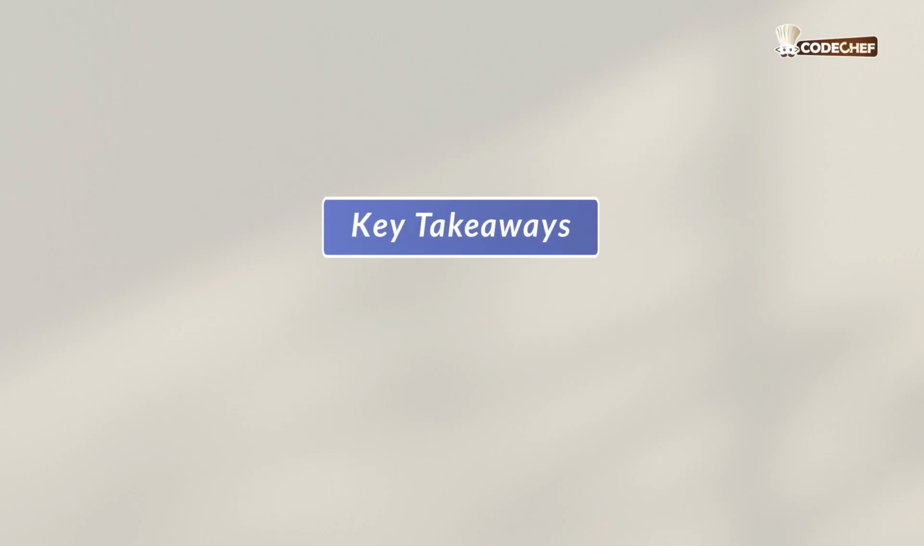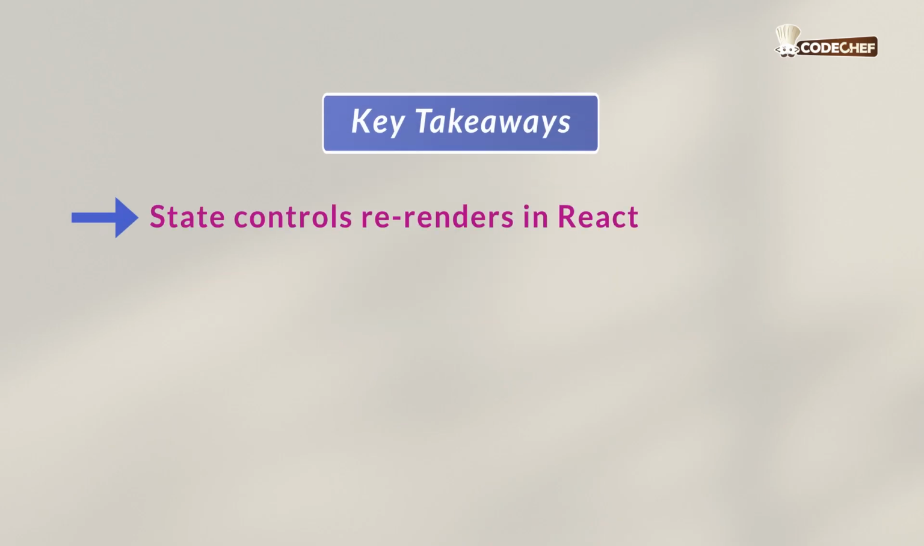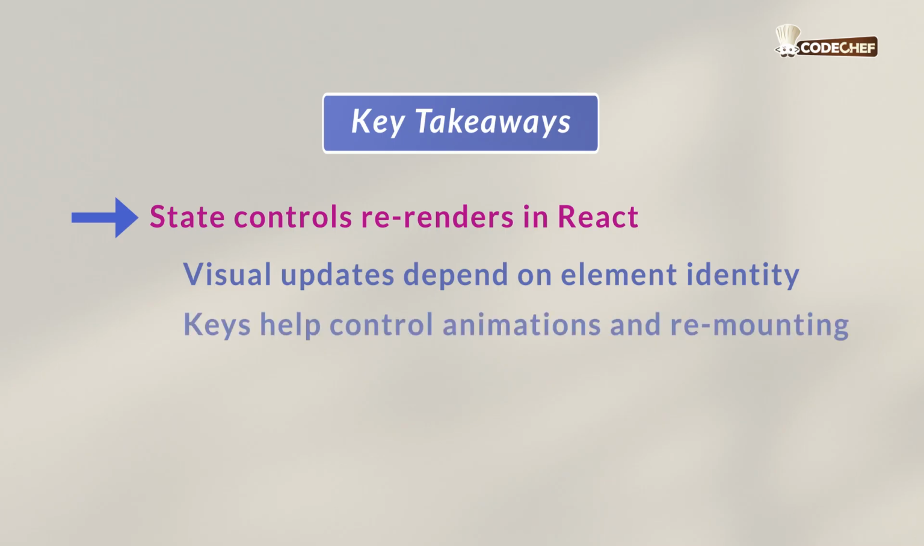To summarize, state changes cause re-renders. Visual behavior depends on whether React reuses or replaces elements. Keys control element identity, and minimal state keeps your components simpler and more reliable.